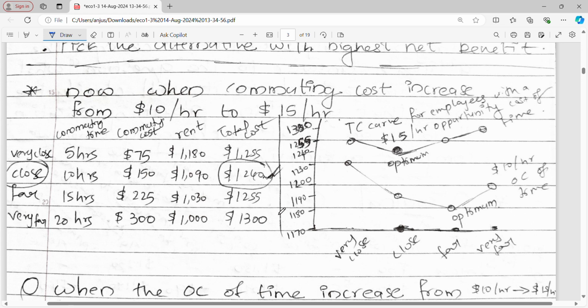So here there is a difference. So what is the difference? The cheapest option is the apartment which is close. So when the commuting cost increased from $10 to $15, the cheapest option is the apartment which is close. Okay, so that I have marked here. In the first option, this was the optimum. When the opportunity cost was $10 per hour, this was the optimum. But when the opportunity cost is $15 per hour, this is the optimum. It is the close.